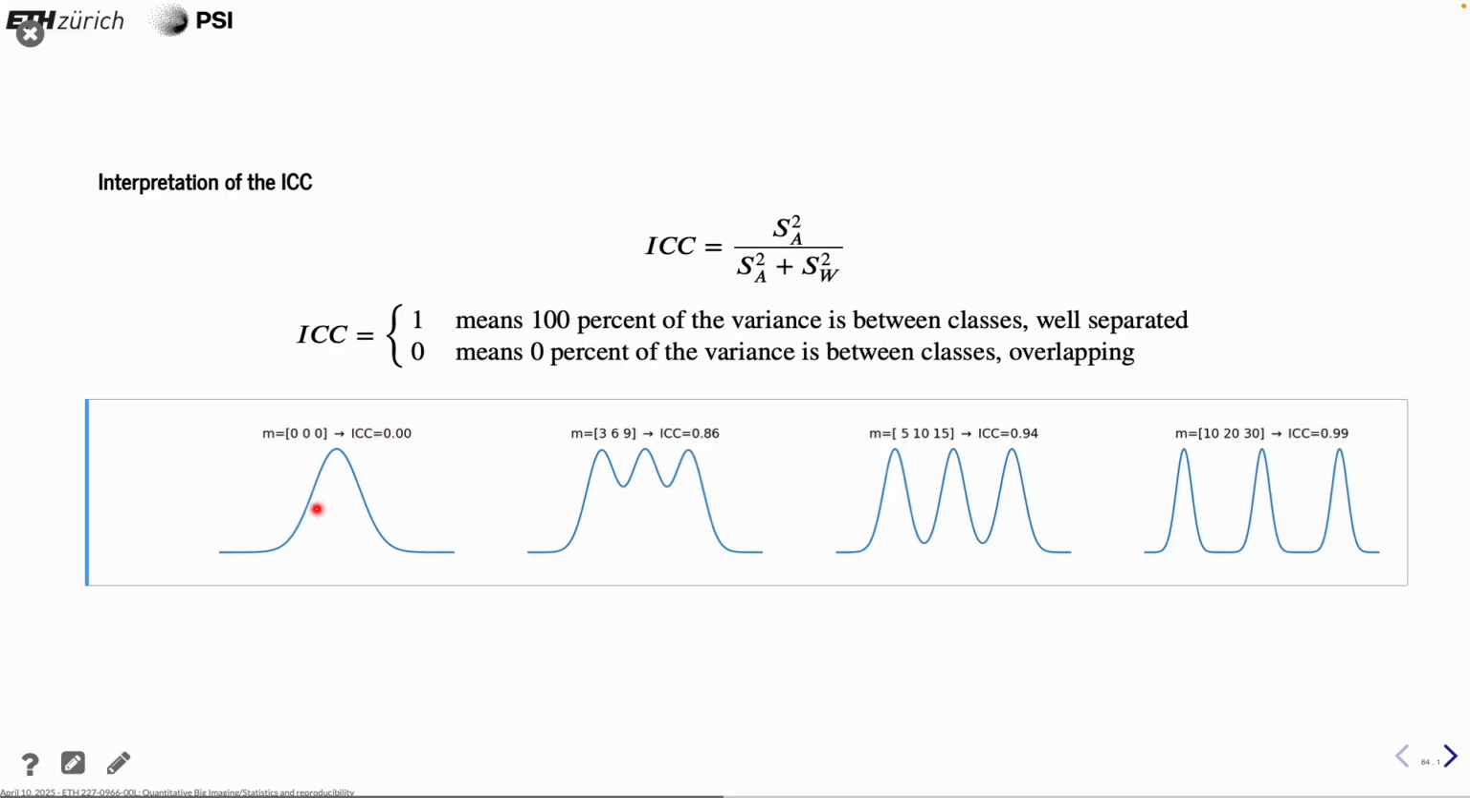If it's 0, all histograms are completely overlapping, so there is no separation between them. And then when it's increasing, you see that there is more separation, and the ICC gets greater and greater. But the most is happening when you go well above 0.5. Then you see the most separation, so it's easiest to handle.